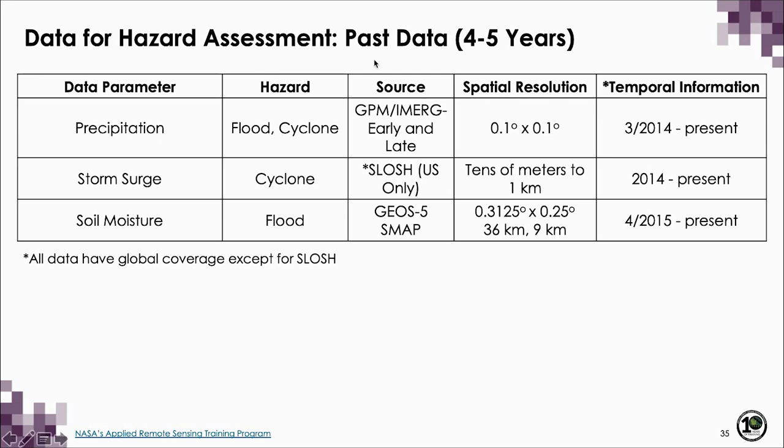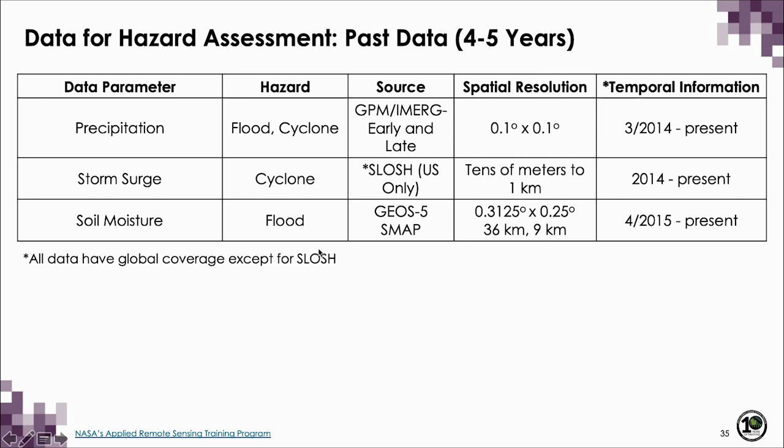Also, there are data sets available for the last 4 to 5 years from these sources. So precipitation, again, as we mentioned, from GPM alone is available from March 2014, but the long-term data set is also available, all the way from 2000, so that can be used too. Storm surge is available from a NOAA model. It's called SLOSH, which is useful for cyclones, with resolution of tens of meters to a kilometer.